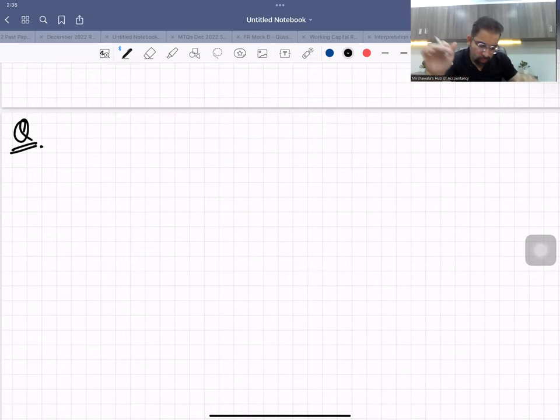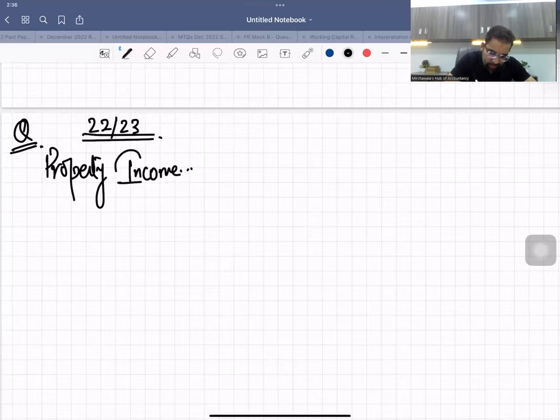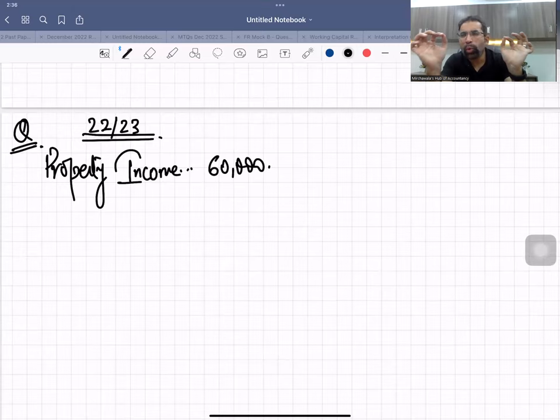Okay. So in fiscal year 22-23, you have only one income, which is property income, and it is, let us say, 60,000. There is a person, let us say Mr. X, he has only one income, property income. Now you tell me, property income is non-saving. Remember the classification, property income is non-saving income. For non-saving, we'll write N/S, okay?